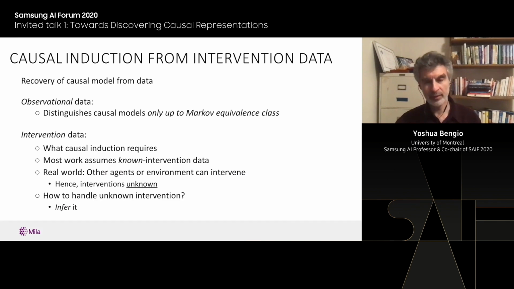So the kind of exercise we've worked on, and I want to describe it a bit more, regards discovering that causal structure from observational data where there is no change in distribution, no intervention, and from intervention data where there's a change in distribution. And although most work assumes that the intervention is known, that somebody tells you this particular variable has changed, we've been looking at the case where the agent observes that there's a change, but it doesn't know exactly which variable changed. And so you have to do inference over that change.